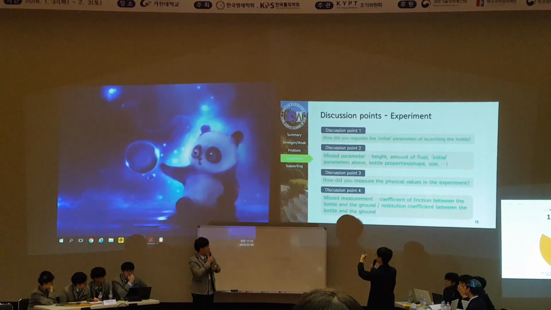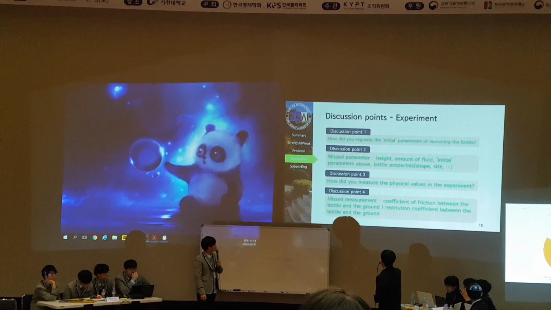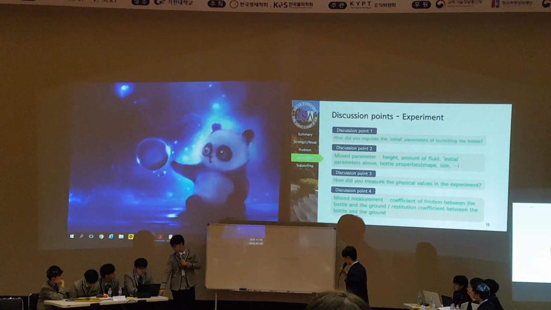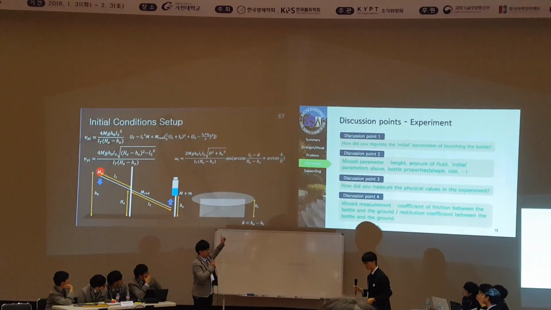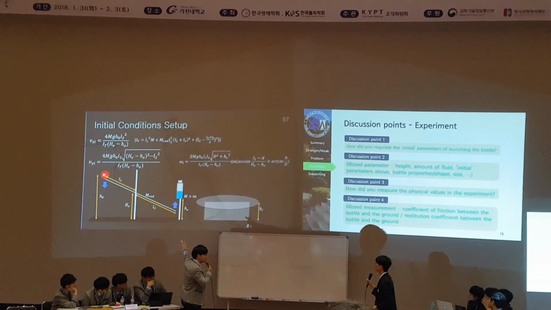Okay, so let's move on to the collision experiment part. Okay, sir. The first discussion point is how you regulated the initial parameters of the launching of the bottle. These are the formulas for the three independent variables. Yes, sir. There were three independent parameters that I set in the experiment.